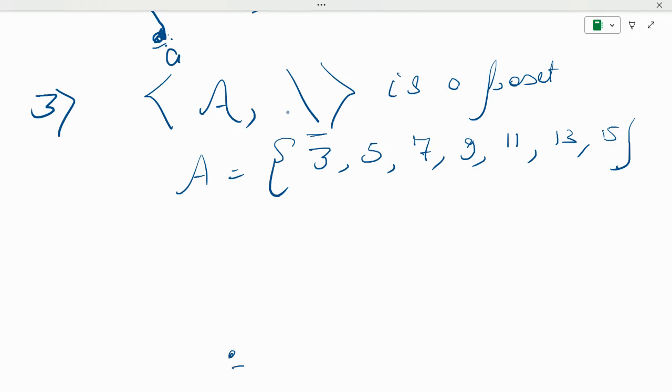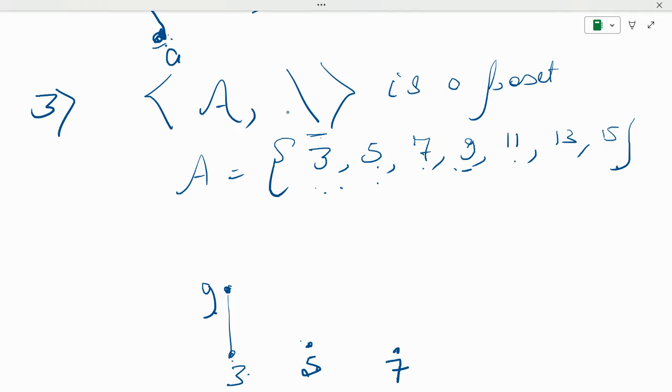So let's say we have 3. Now let's say we take 5. So does 3 divide 5? No. So 5 will be there. 7, do 3 and 5 divide 7? No. So it's also like this. So 9. So 3 divides 9. So we will construct here 9.